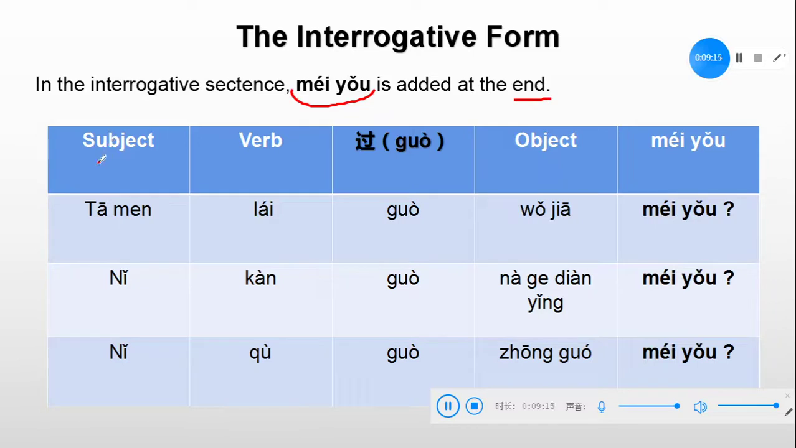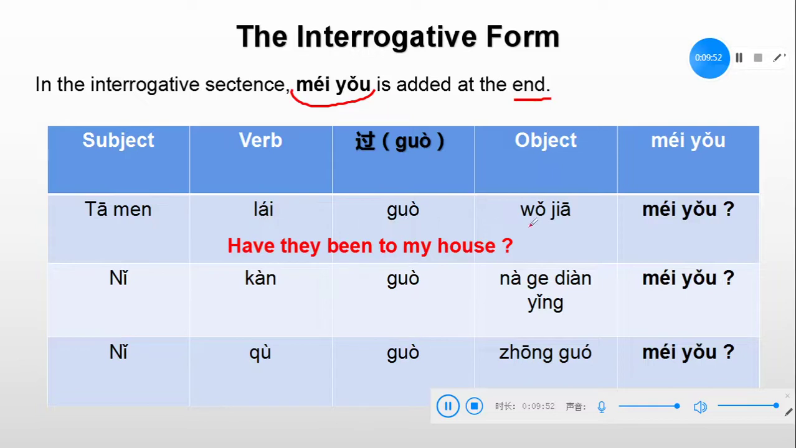We just put 没有 at the end of the sentence. It's right here: subject with verb, with 过, with object, and then the last is 没有. So you see, 他们来过我家. This is the example which we learned on the first page. They have been to my house. Now 没有 is at the end. 他们来过我家没有? So in English we say, have they been to my house?